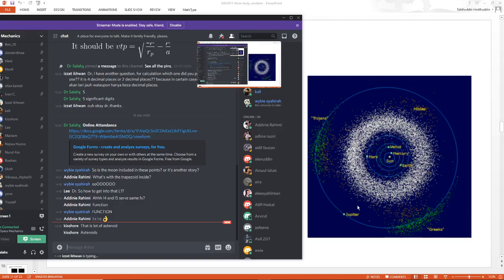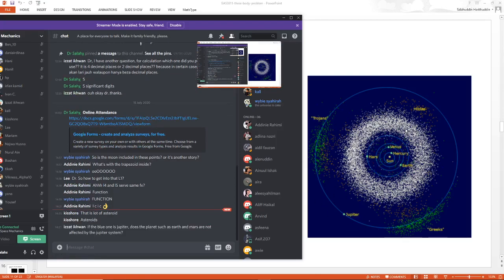So this is actually what is happening in the real world, natural system. If the blue one is Jupiter, are the planets such as Earth and Mars not affected by the Jupiter system? No, they are too far away. You mean the dynamics of Mars and Earth are not affected by Jupiter?